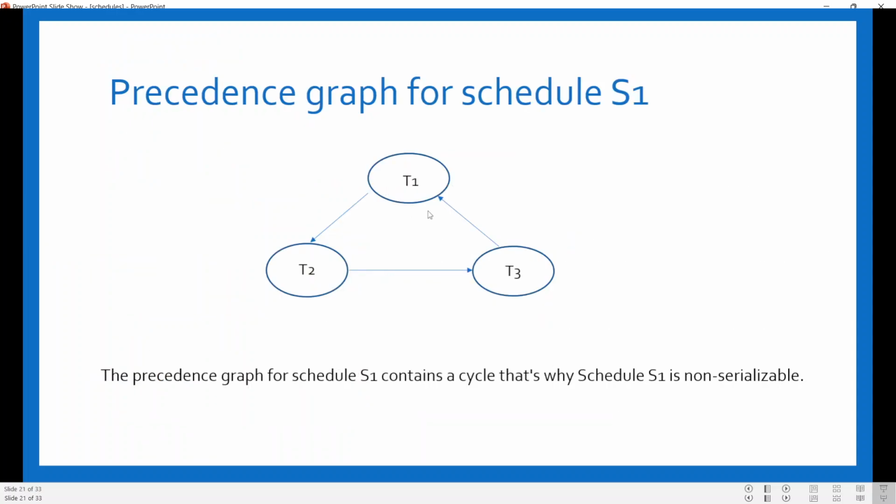The first one is from this one. This is the order in which we have drawn it. So the precedence graph, if you see here, goes T2 to T3, then T3 to T1, and T1 to T2. So if you see this graph, it is cyclic. The direction of this graph is cyclic.